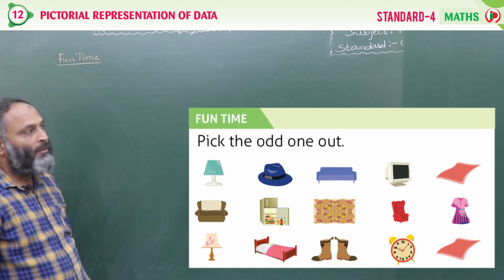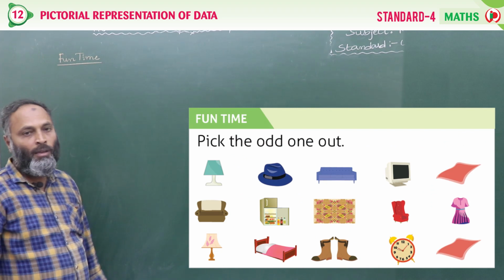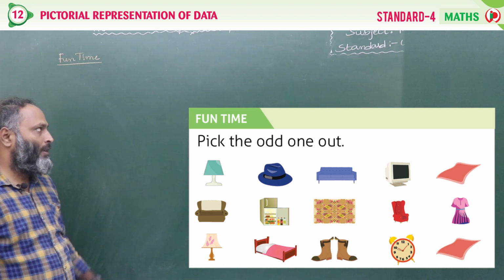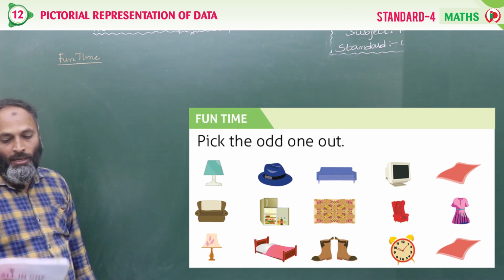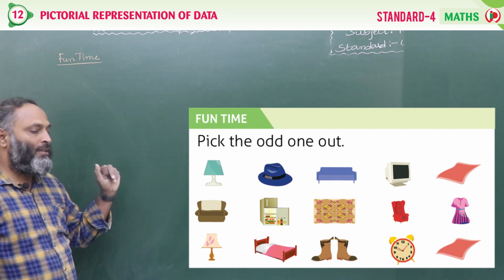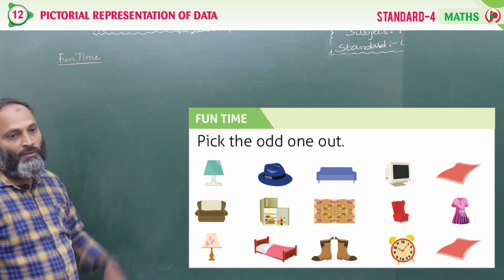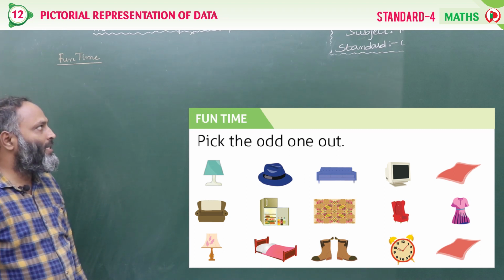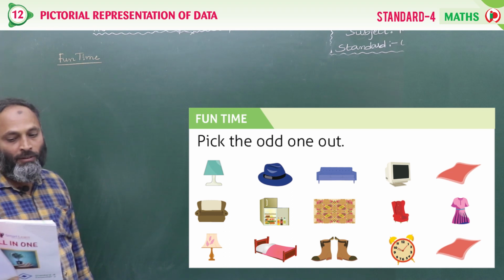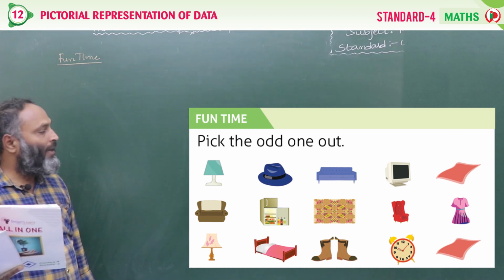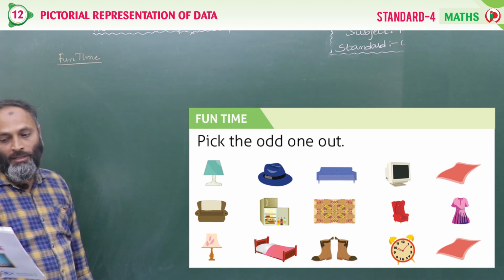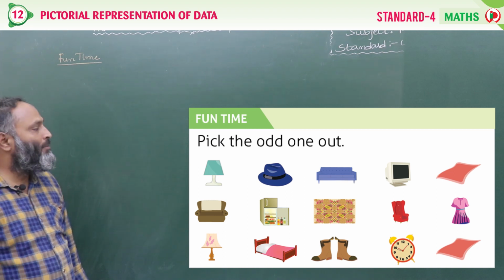Okay. See here in fun time. Some pictures are given. What he is asking is, pick out the odd one, meaning a different one. Here in each row 5 pictures are given. In these 5 pictures we should see and say which one is the odd one. In the first row, what pictures are given? Bed lamp, a cap, sofa, computer, and a mat.